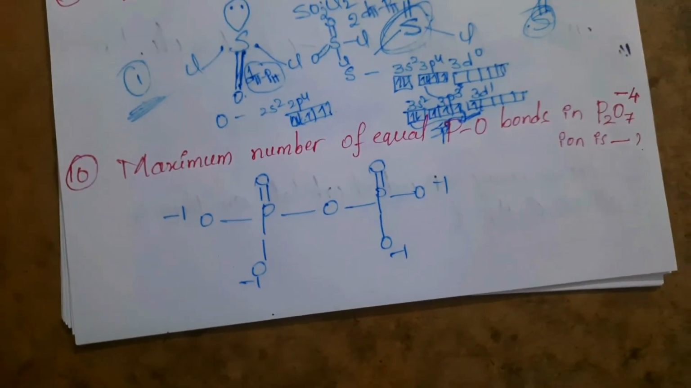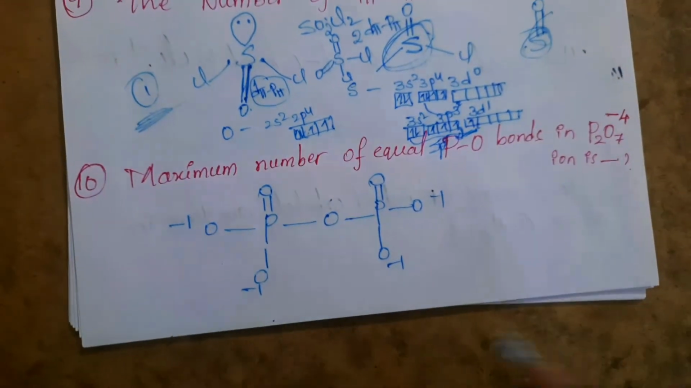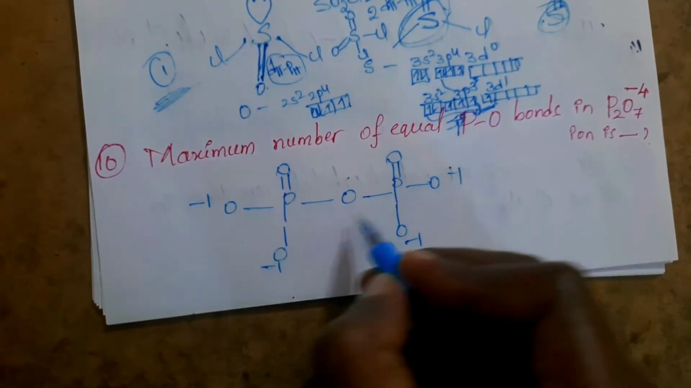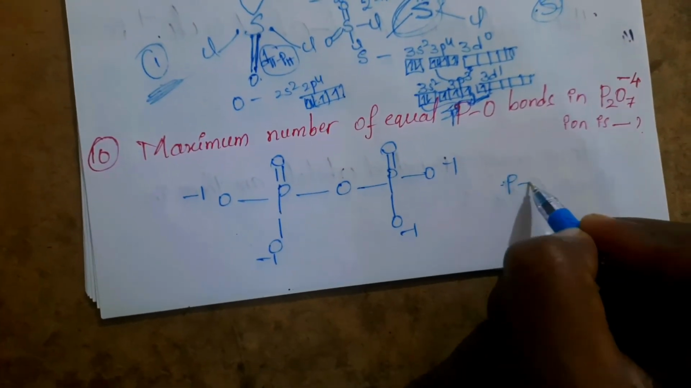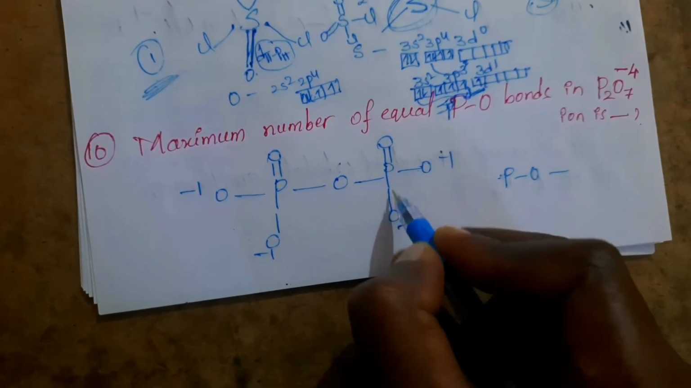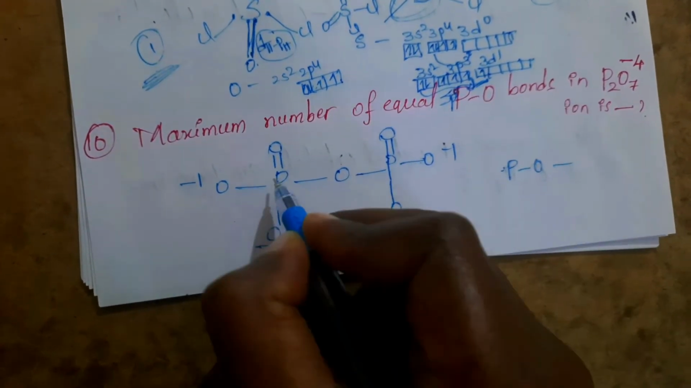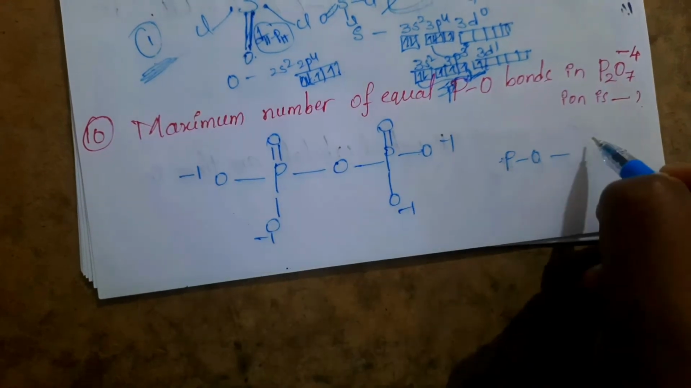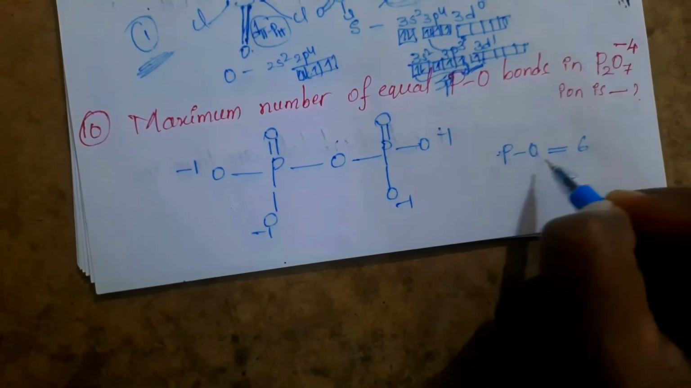So that is the actual structure of P2O7 4-. Now you see in this case, how many P-O bonds are there? P-O bonds: 1, 2, 3 here. So here 1, 2, 3. Total of 6 P-O bonds are there.